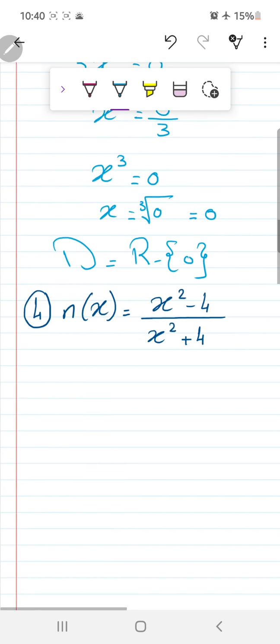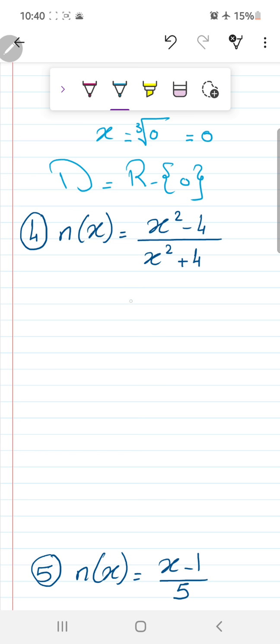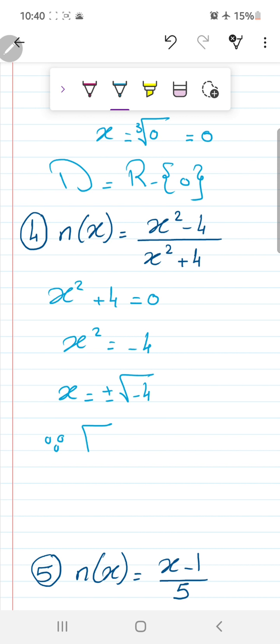Another example. X power 2 minus 4 over x power 2 plus 4. As we said, put the denominator equals 0. So x power 2 equals negative 4. Take positive or negative square root of negative 4. Negative square root of negative 4 does not belong to R. So there are no zeros of the denominator. So the domain here will be all real numbers, because the set of zeros here will be empty.